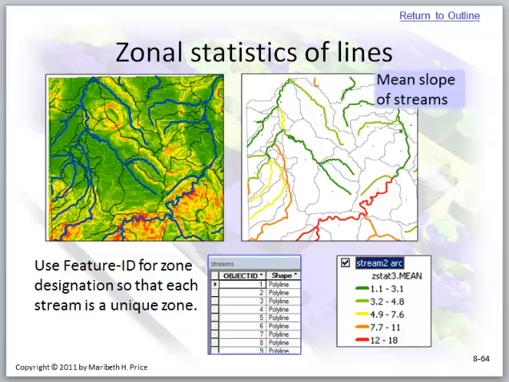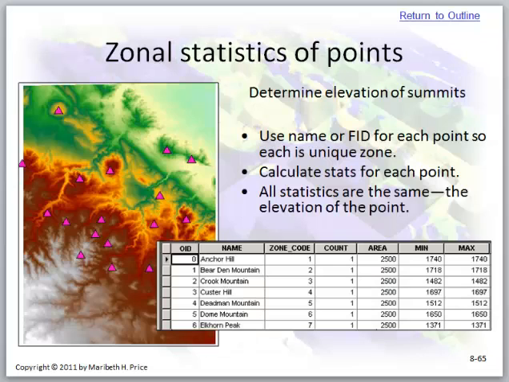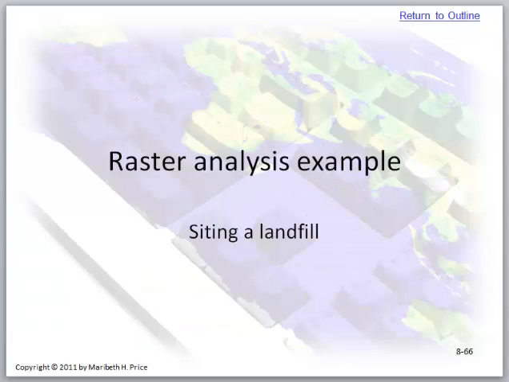Here we have zonal statistics of line, and we have mean slope of streams. This can be very handy when you need to know or create certain data for your analysis, which makes this one of the more powerful features of ArcGIS. Zonal statistics of point, you can determine the elevation of the summits. We don't do that. I'm going to move on.